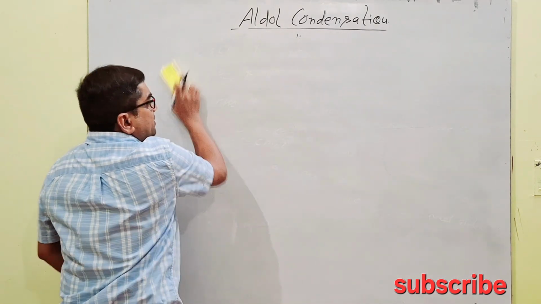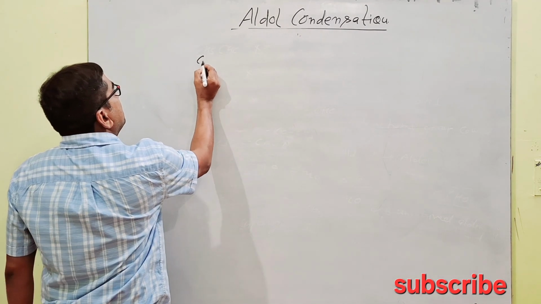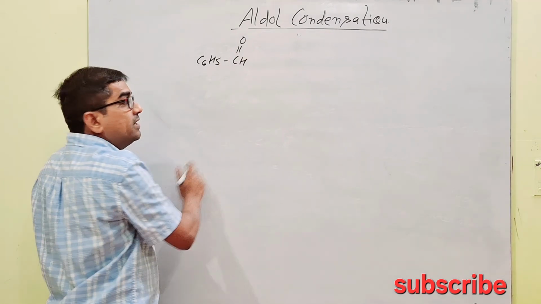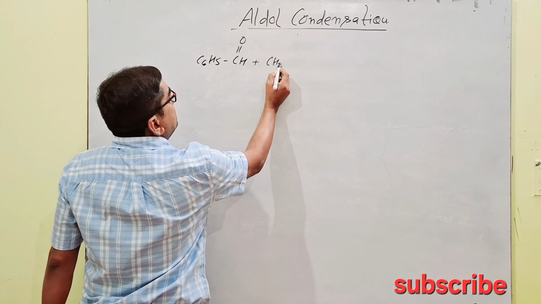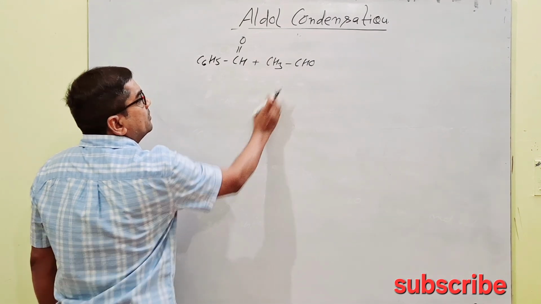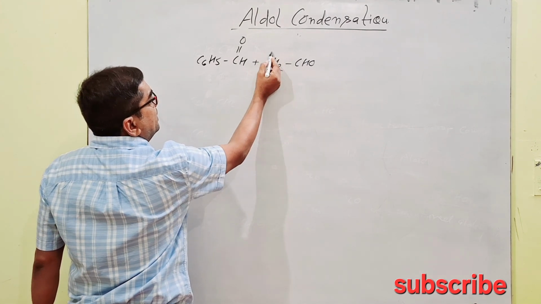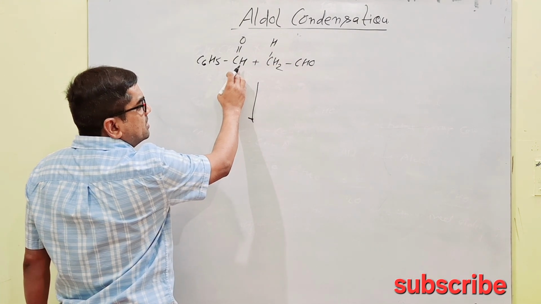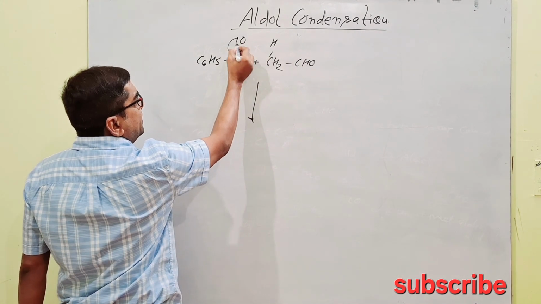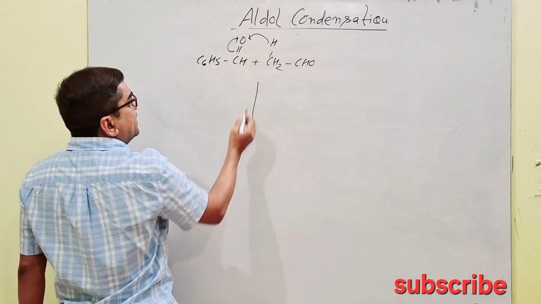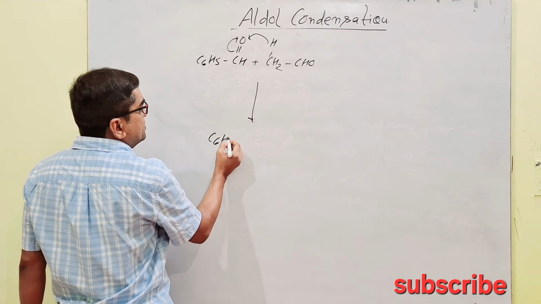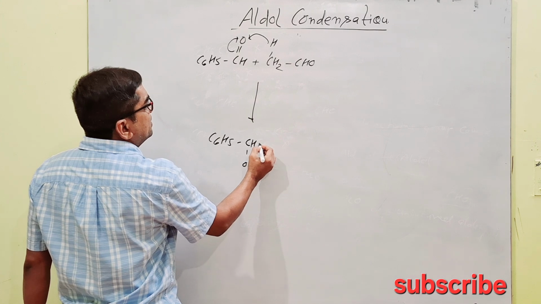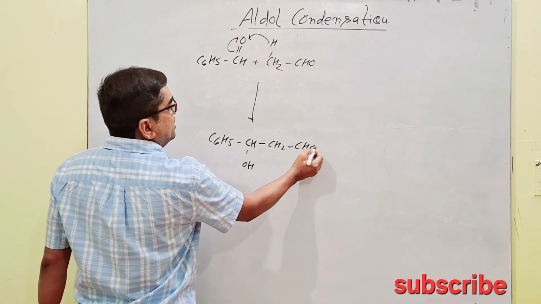Like the last example here, C6H5CHO written in this way reacts with CH3CHO. Here alpha hydrogen is present. We can note it in this way. Now the carbonyl group of these, alpha hydrogen of these. In the same pattern, movement of atoms and electrons, formation of C6H5CH(OH)CH2CHO.